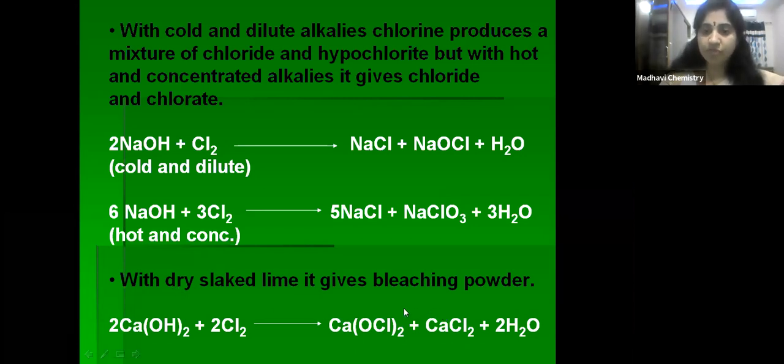What is the formula of bleaching powder? CaOCl2 plus CaCl2 plus H2O. So this is the composition. Okay, so calcium oxychloride and calcium chloride plus water. So these are the products that we'll get when the chlorine reacts with dry slaked lime. Okay, so very important from the examination point of view, children.